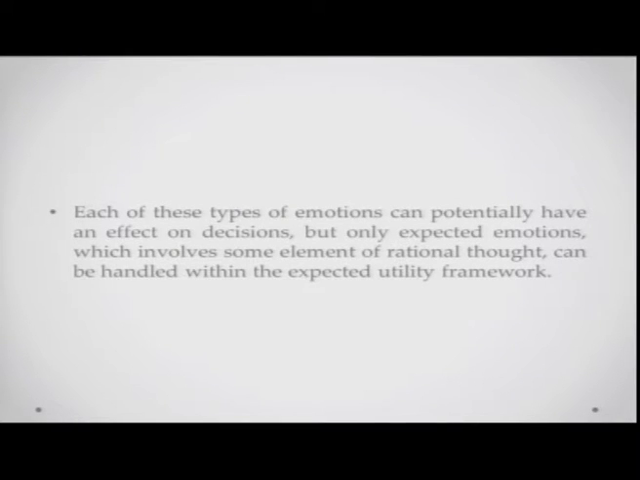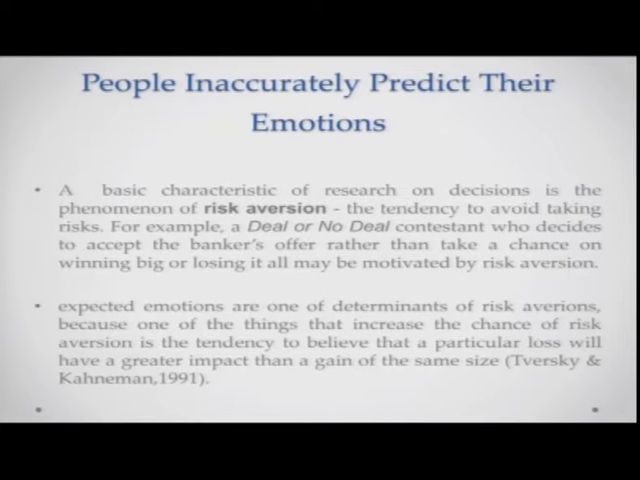So, this is also something that will play a part. Now, each of these types of emotions, expected emotions, integral emotions and incidental emotions, can potentially have an effect on how or what kind of decisions I am going to make. But only expected emotions, which involve some element of rational thought, can be handled within the expected utility framework, because for the other two, there is no logic of how you will arrive at those things. So, let us go further with how emotions are going to affect decisions.